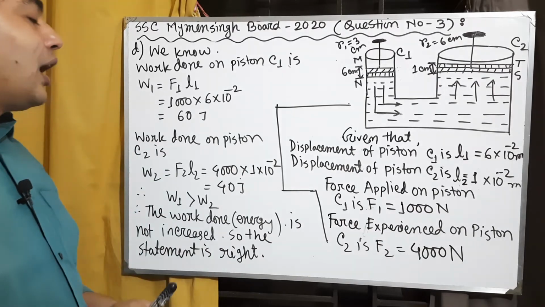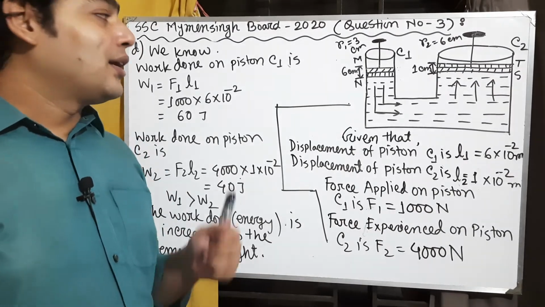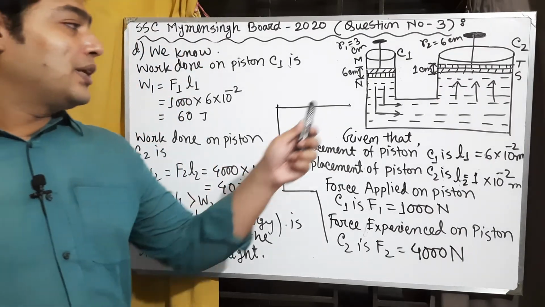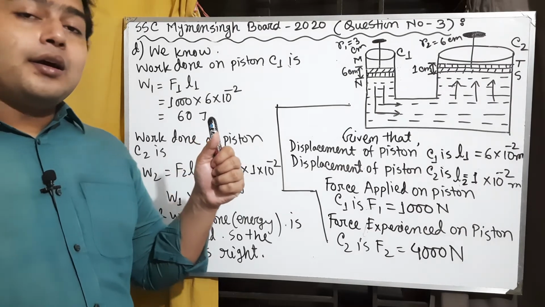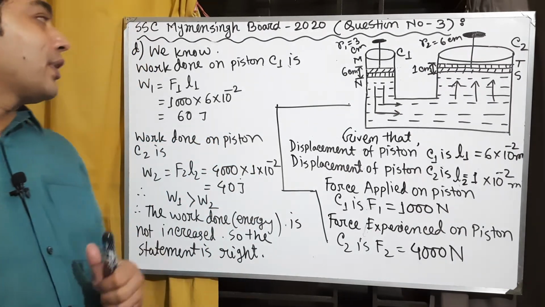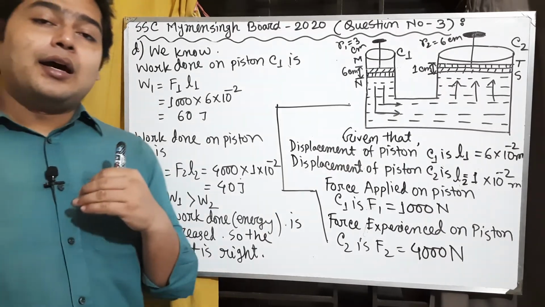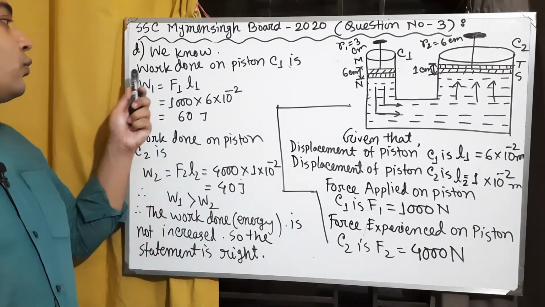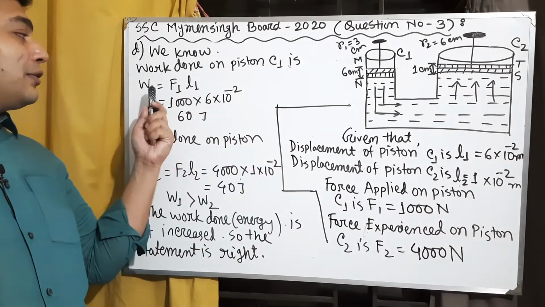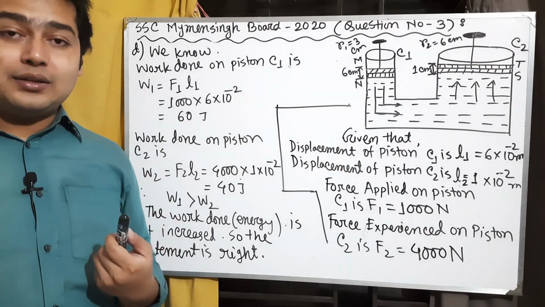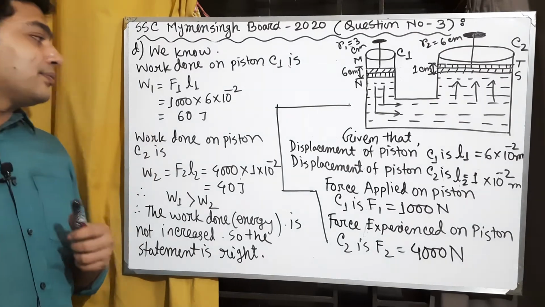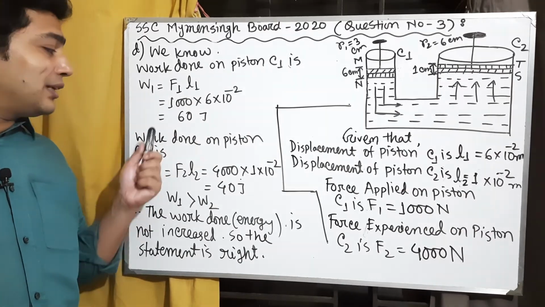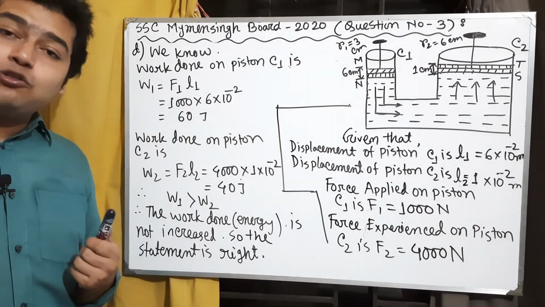Now we need to analyze whether the energy of this event is equal or not. We know that work done is equal to energy. So the work done on piston C1 is W1 equals F1 L1. Putting in the values of F1 and L1, we get the work done on piston C1 is 60 joule, and this work done is equivalent to energy.